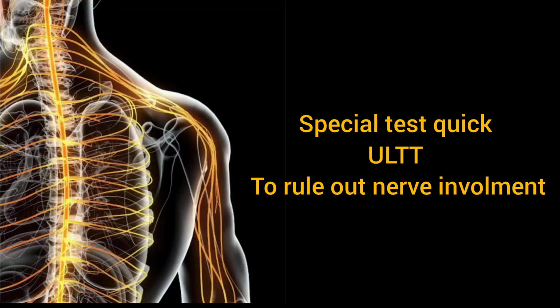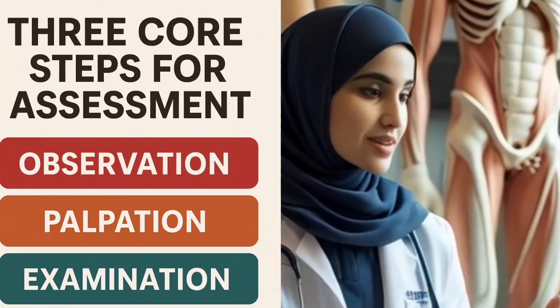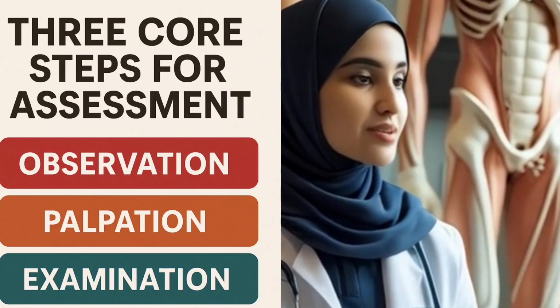Next is the nerve involvement. Quickly, we do the upper limb tension test to rule out nerve involvement easily. Then the steps for the core assessment part: observation, palpation, and evaluation.